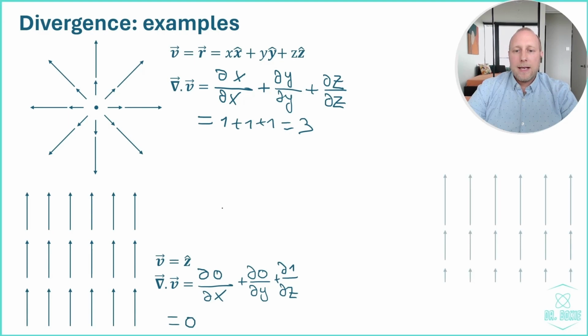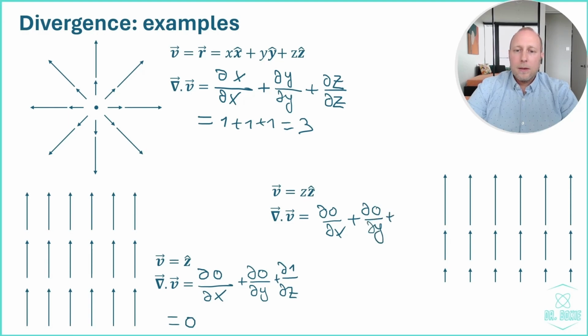The third example was this vector field. It is given by the expression 0 x hat plus 0 y hat plus z hat. And so its divergence is the partial derivative of its x component, which is 0, with respect to x, plus d0 dy, plus dz with respect to z. And this is 0 plus 0 plus 1, so we get 1. It is also positive, but not as large as the one of the first example. So this is how to calculate the divergence of vector fields.